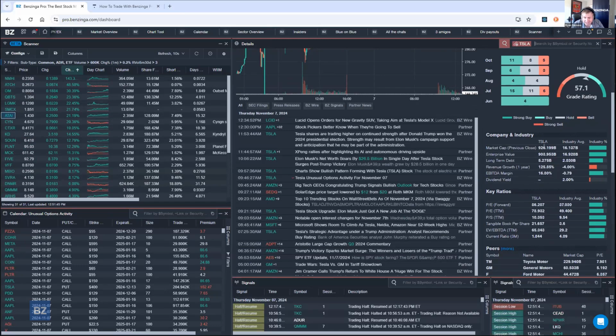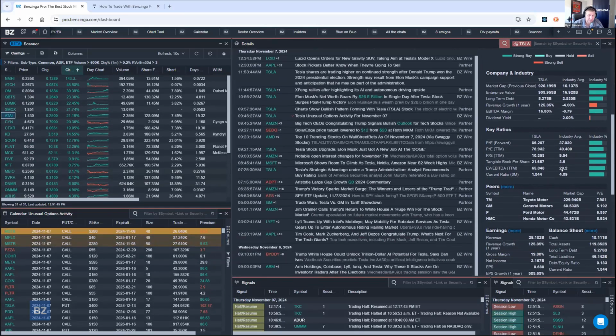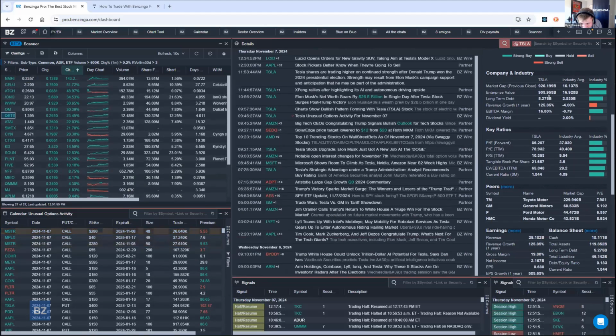So here we go. Tesla has a market cap of 926 million, excuse me, 926 billion. I beg your pardon. Market cap is going to be the price of the shares times all of the outstanding shares. That is its market capitalization.